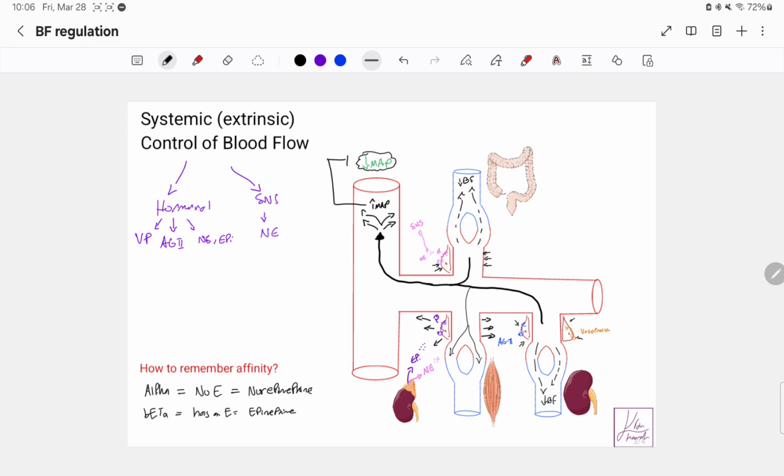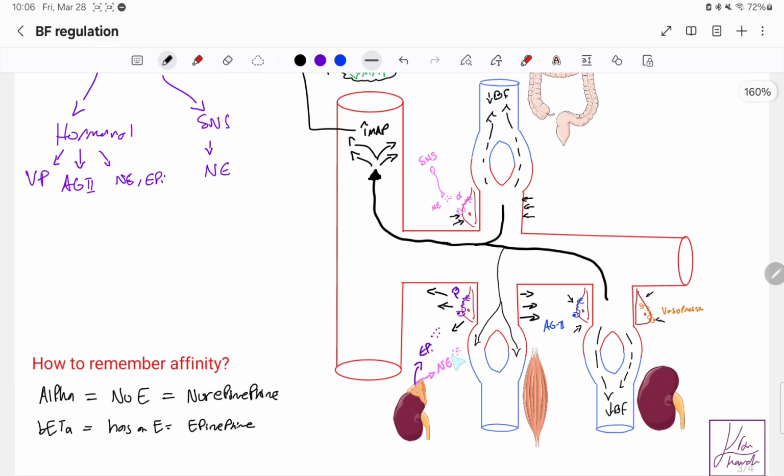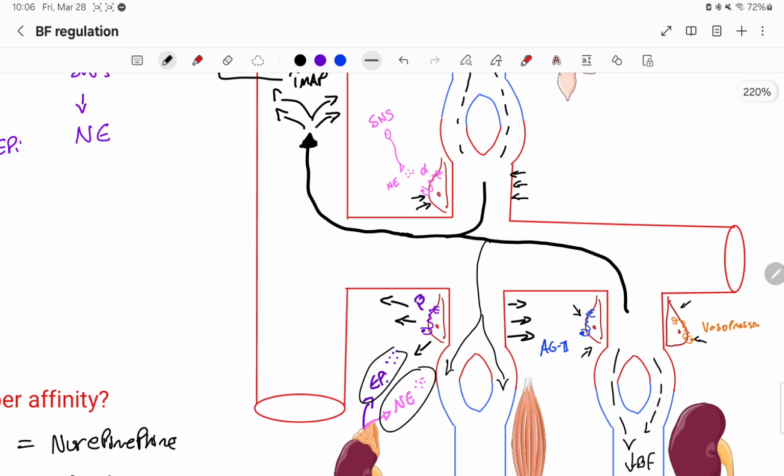Now, one thing I do have to mention is a lot of people get confused as to how can the same hormone, epinephrine and norepinephrine, cause vasodilation or vasoconstriction? Because remember, I said norepinephrine can bind to both beta and alpha, and so can epinephrine. So how is it that they're causing vasoconstriction and vasodilation, but, like how? How are they doing that? Well, the answer lies in the fact that the hormone does not determine the action. It is the receptor they bind to that determines the action.